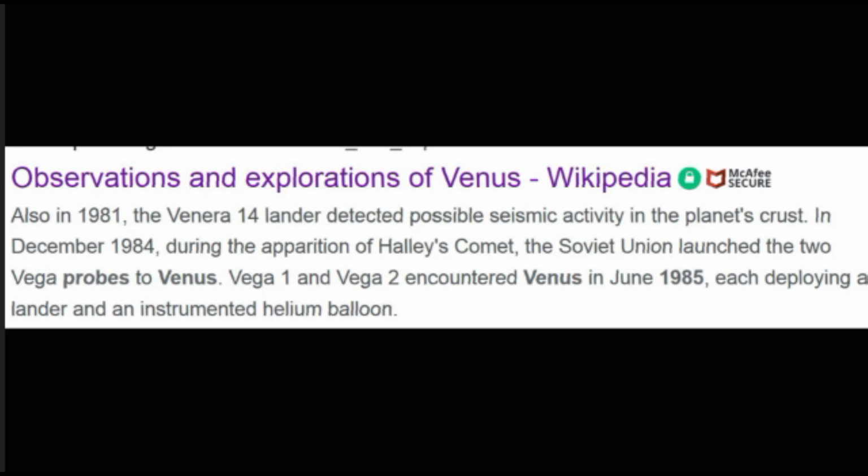Remember I told you about 1985? Look what it says. Vega 1 and Vega 2 encountered Venus in June of 1985, each deploying a lander and an instrumented helium balloon. It was the cameras on the balloon that took these pictures. They say the surface or the atmosphere is, the temperature is so hot that it can melt lead. The atmospheric pressure is so heavy it can crush you, that the clouds are made of sulfuric acid. You don't hear a lot about Venus.